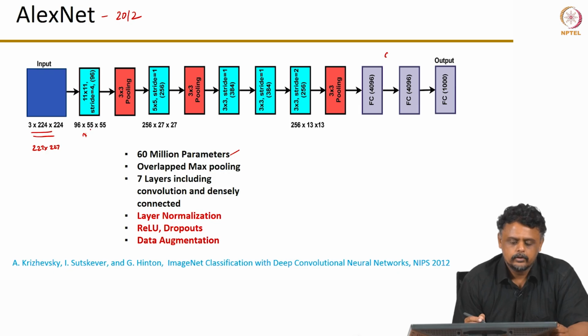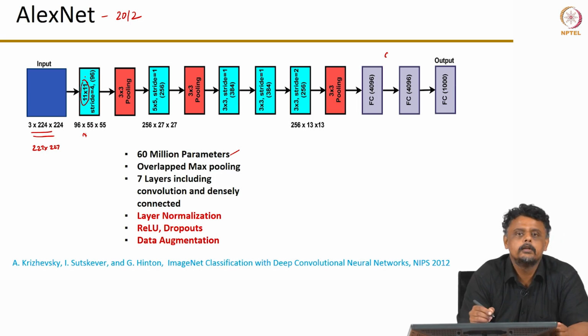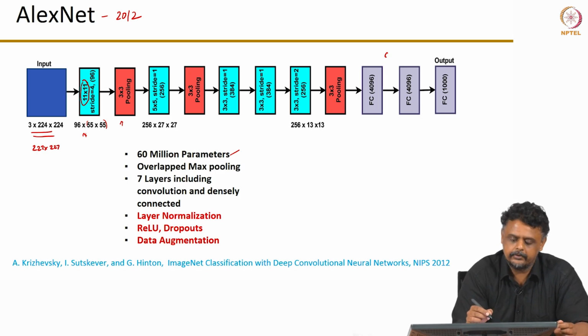Okay. So, the first convolution layer had an 11 cross 11 filter with a stride of 4, giving rise to 96 feature maps of size 55 by 55. Then we have a max pooling operation using a 3 cross 3 kernel and a stride of 2, which effectively halves the size of your feature maps, again followed by 5 cross 5 convolutions.